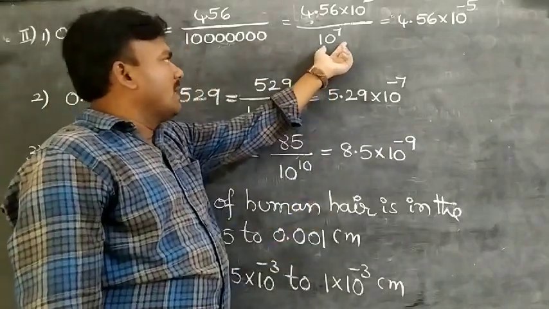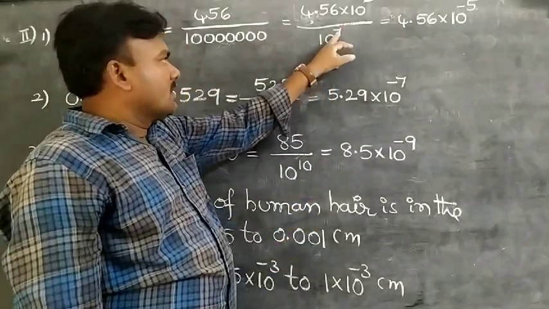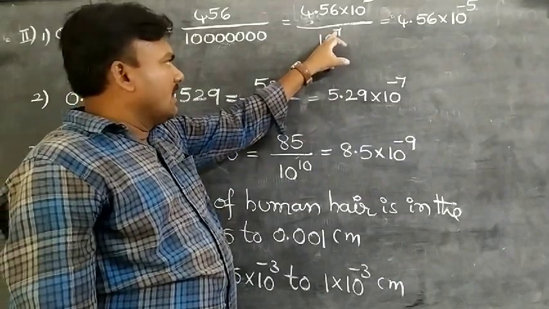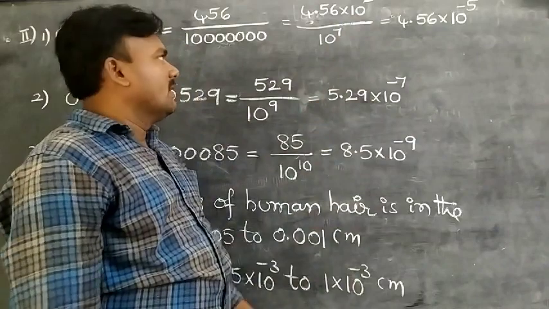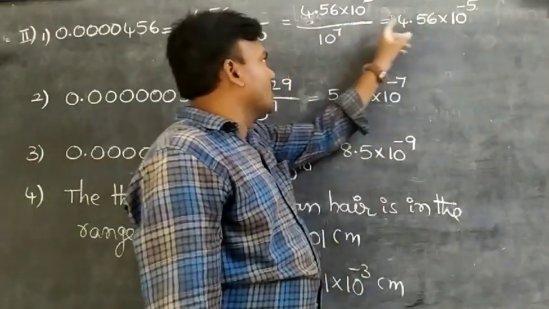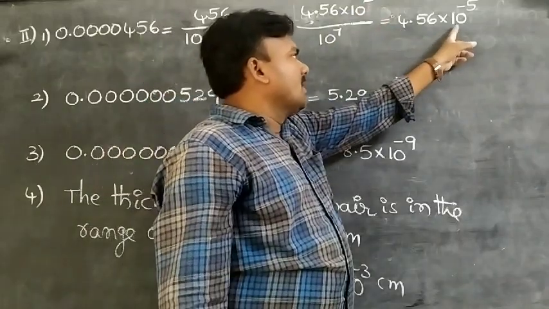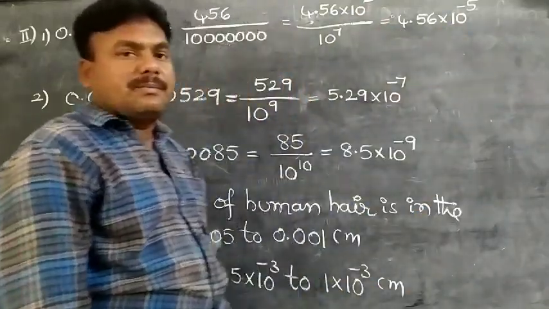So the numerator value can be expressed in the numerator. So the exponent sign must be changed. So plus 7 expressed in the numerator becomes minus 7. So 4.56 into 10 squared into 10 power minus 7 becomes 10 power minus 5.